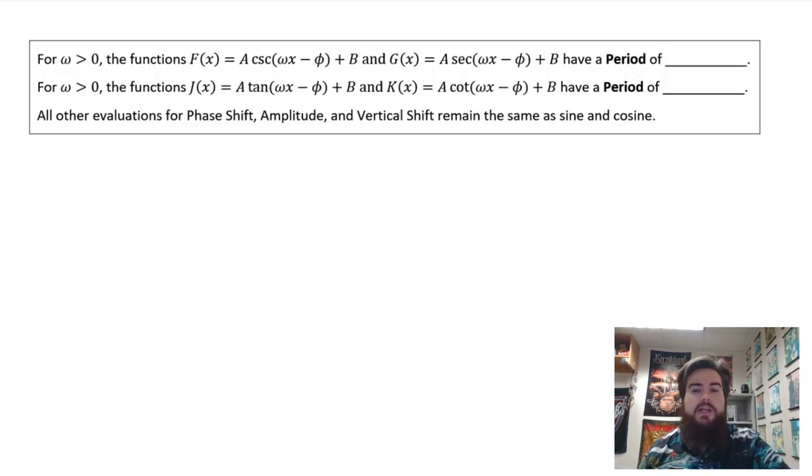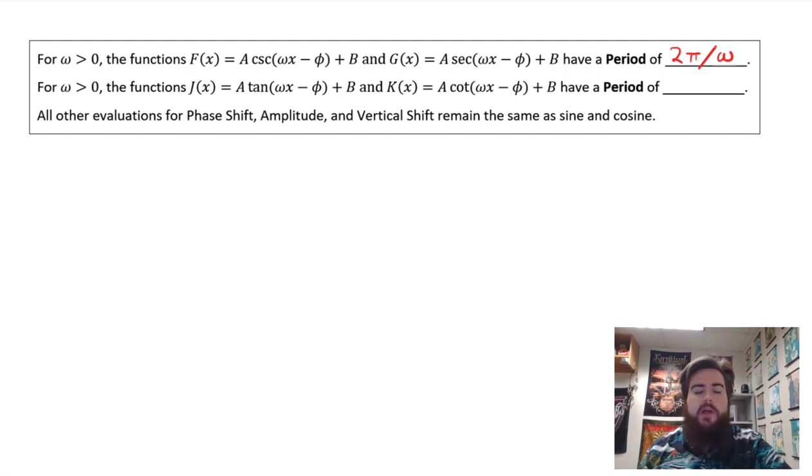To sum this content up for this section in terms of adjusting these functions, for omega greater than 0, the functions a cosecant of omega x minus phi plus b and a secant of omega x minus phi plus b will be adjusting the original periods of cosecant and secant, which is 2 pi, by taking the value of omega and dividing that. That means that those two functions have a period of 2 pi divided by omega.